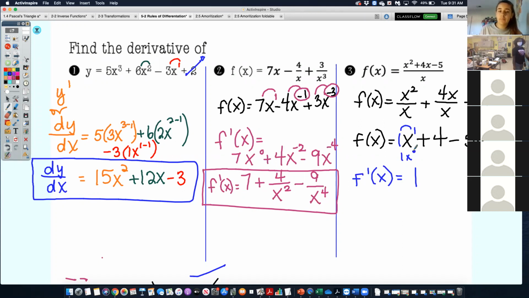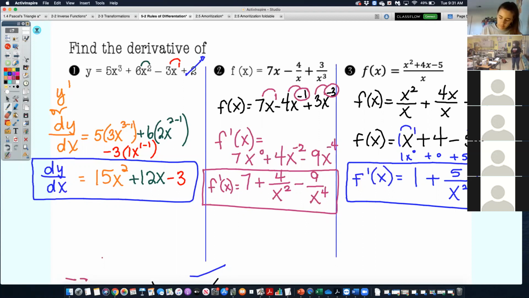What's the derivative of 4? It's 0. Very good. And then this one over here, I multiply -1 to -5 to get a 5. And then I subtract 1 from the exponent to get a -2. But I cannot have a negative as an exponent, so then I bring just that variable to the bottom. And there's my derivative. You guys get that? Yes.